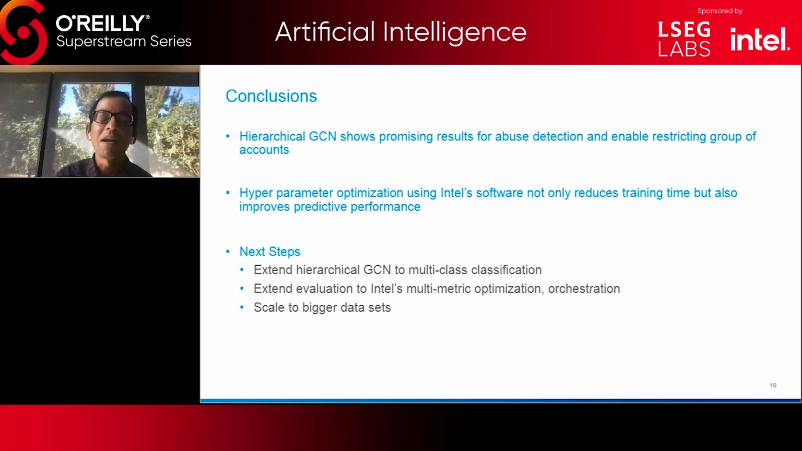So, in this case, I was able to show that a hierarchical GCN shows significant promise compared to a traditional GCN. And hyperparameter optimization using Intel not only reduced our training time, but also improved our analytic performance, which is actually extremely critical for us in deciding whether the model goes to deployment or not, right?